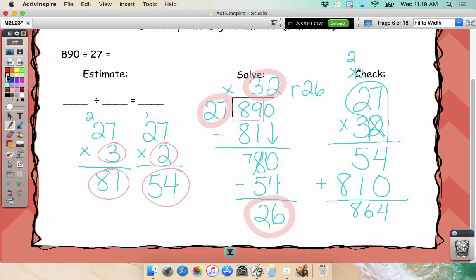What do I do next? Add 26. Notice I'm writing my remainder in a different color today. Kind of keep it separated. 6 plus 2 is 8, 1 more, 9.